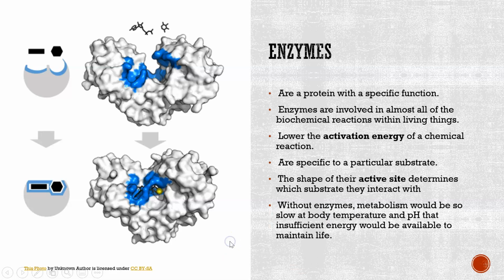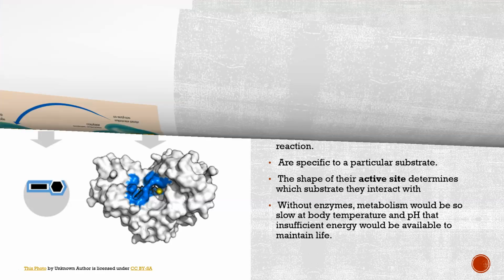Now, without enzymes, the metabolism would be so slow, okay, at the normal body temperature and pH that insufficient energy would actually be available to maintain life. So it's really important that we have enzymes to maintain life. Let's put it this way, without enzymes, there would be no life.